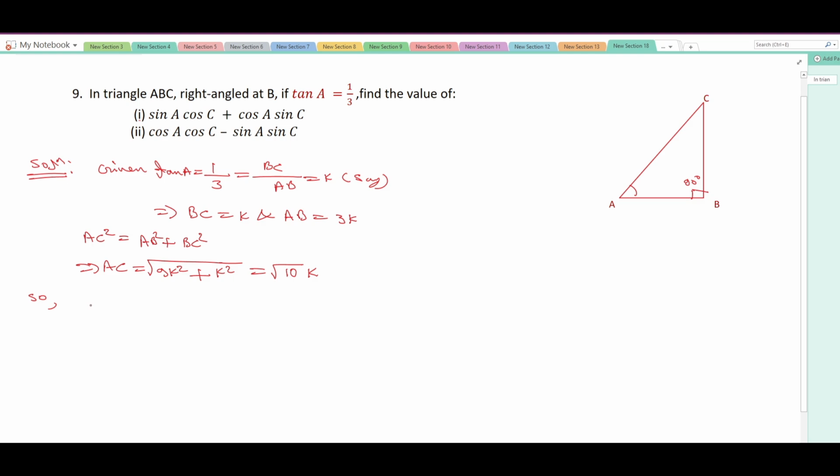So sin A equals BC by AC. Cos A equals AB by AC. Cos C equals BC by AC. Sin C equals AB by AC.